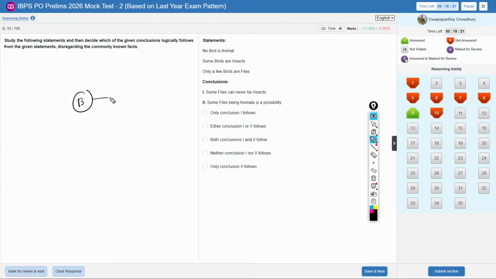No bird, animal, some birds, insect, only a few birds, flies. Some flies can never be insect. Some flies being animal, possibility. Only two.